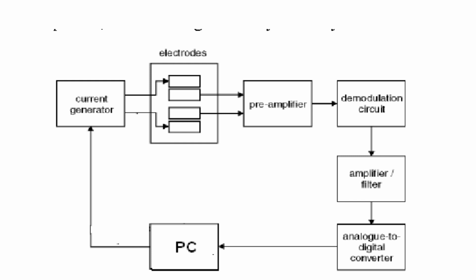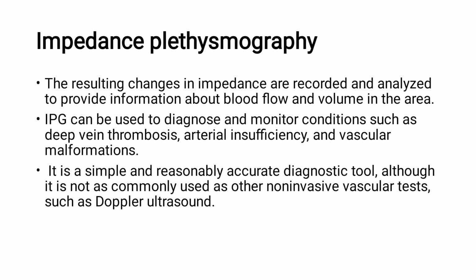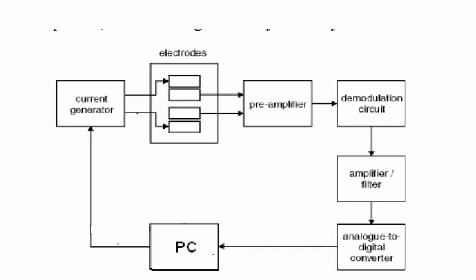This is a block diagram for impedance plethysmography. Here there are electrodes, then a preamplifier for amplifying the signals, then a demodulator, then another amplifier for amplifying and filtering, then an analog to digital converter. Finally, the results can be viewed on a PC.